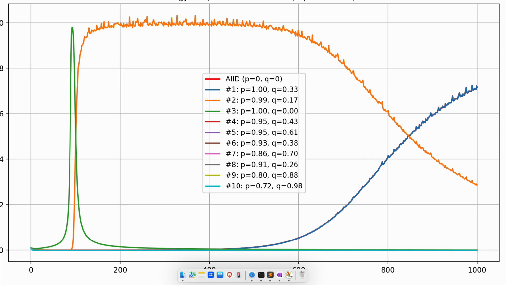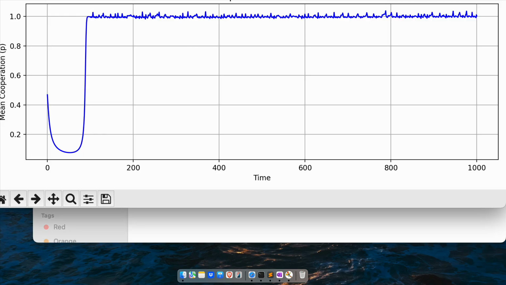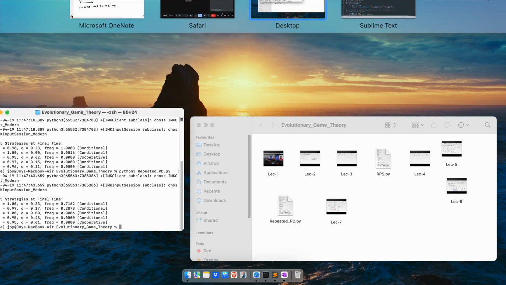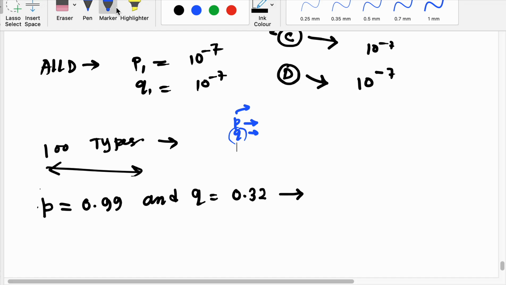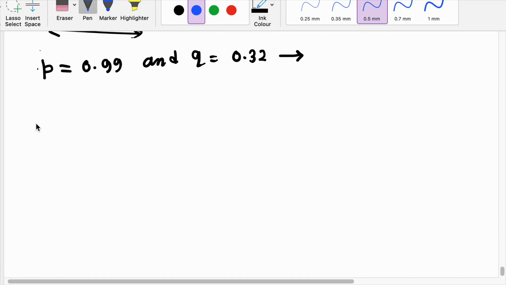But then I have a query here: whose frequency is being shown here? My premise is, suppose there are 100 strategies. In the population there are 100 types of individuals, and every type has its own strategy, its own p and q.